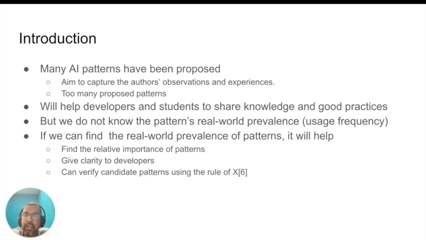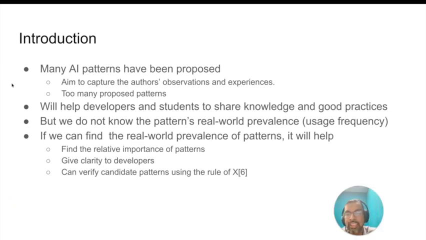At the same time, there is a lot of work on AI patterns that has been done, and there are a lot of AI patterns that have been proposed. As we will see, there are actually hundreds of AI patterns proposed. But which of them are actually there? And how can we find which AI patterns are actually being used in code and helpful?